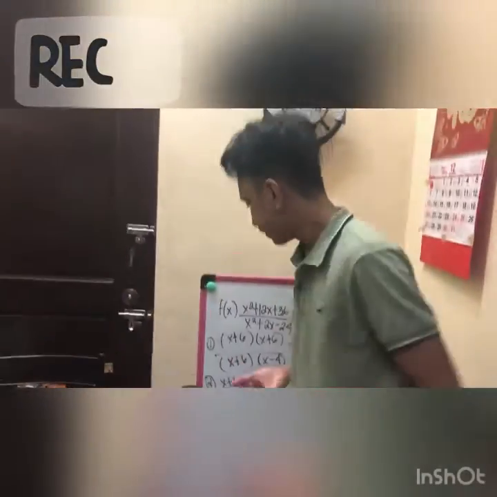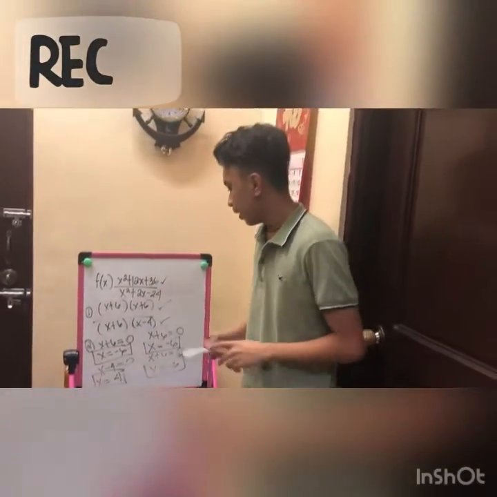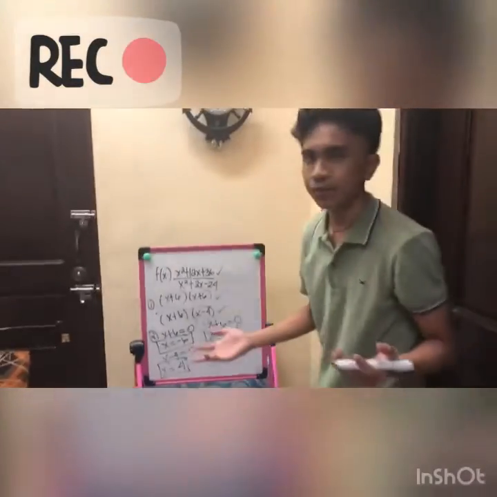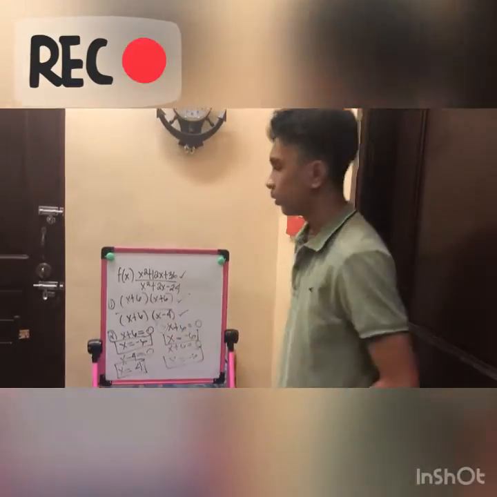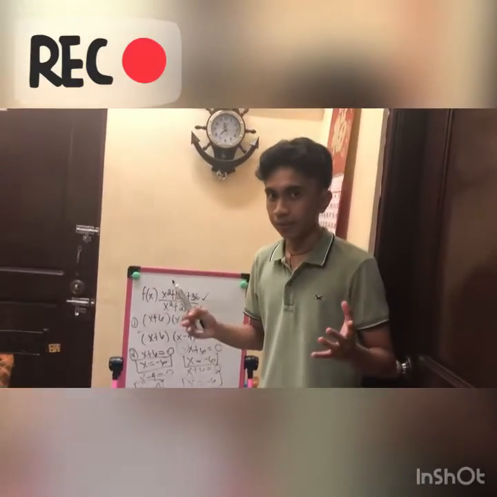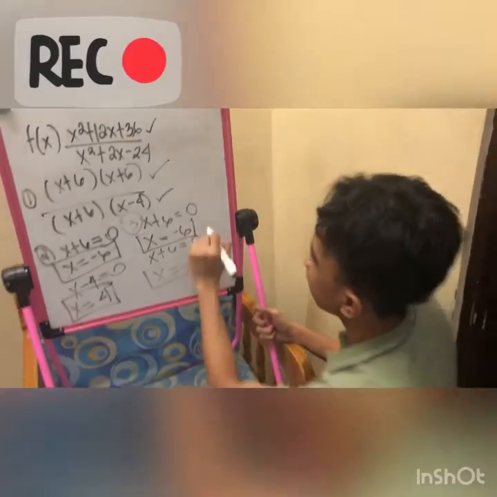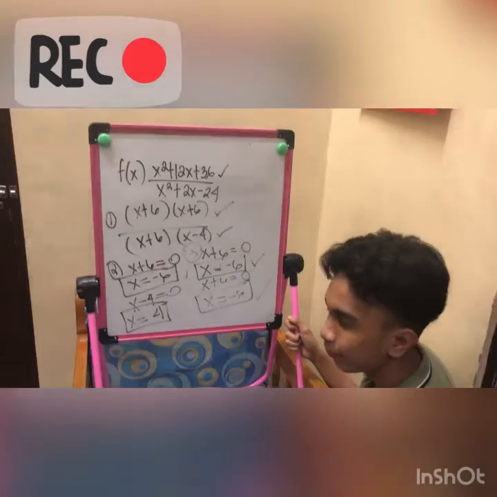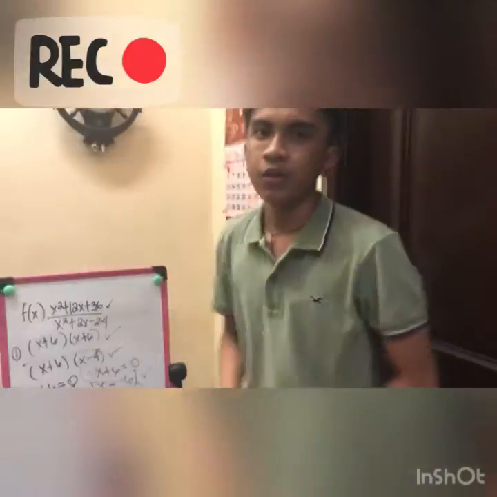Now, analyze the step 2 and step 3. You may notice that step 3 here has the same value as in the restriction, which is negative 6. So the case here is no zero. Why? Because x plus 6 has the same value in the restriction. So, meaning to say, it can't be the answer. So, the answer here is no zero.